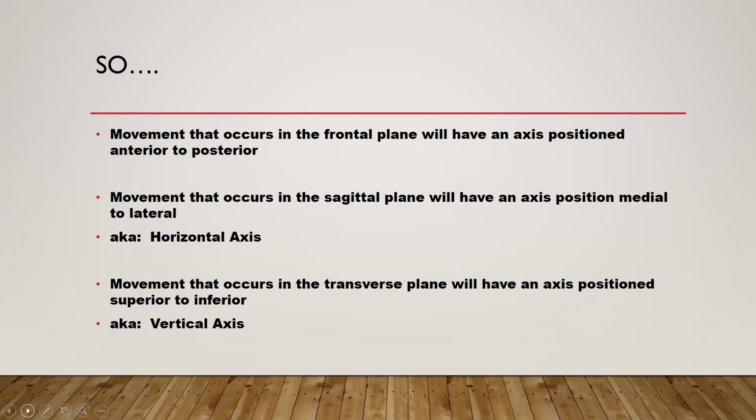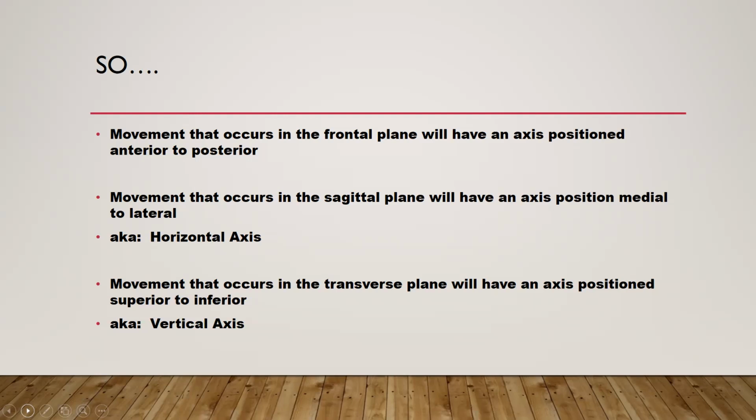So let's break this down. Again, I have a video to go along with it, so bear with me here. Here we go. Movement that occurs in the frontal plane. Which one was that? That's dividing you from anterior to posterior, yes? We'll have an axis that is positioned anterior to posterior. So remember, the frontal plane cuts you in half, separating the anterior portion of your body from the posterior. The axis is going to be slicing straight through you, driving from anterior to posterior.